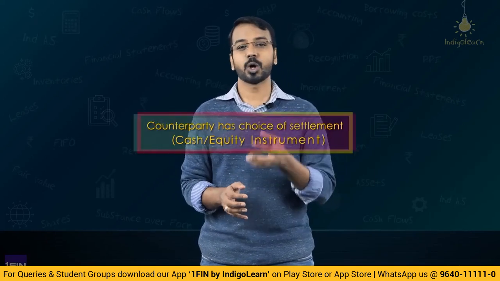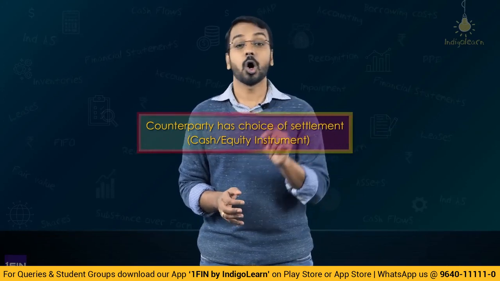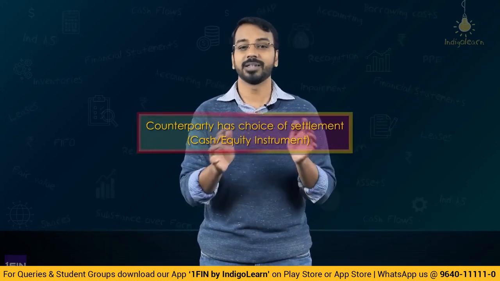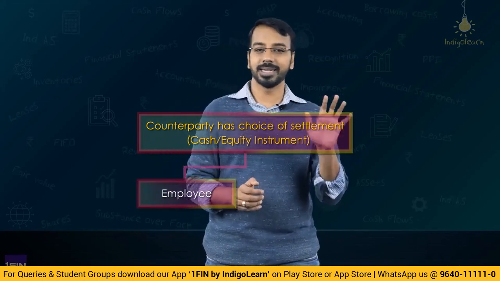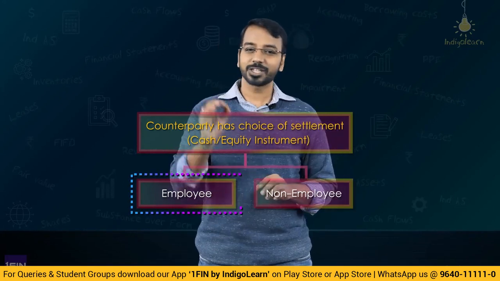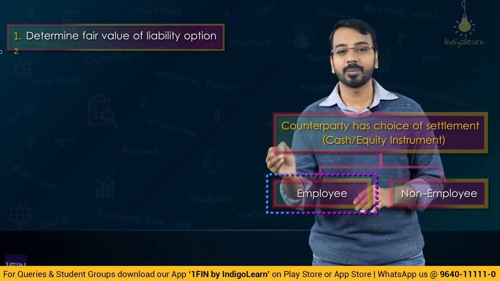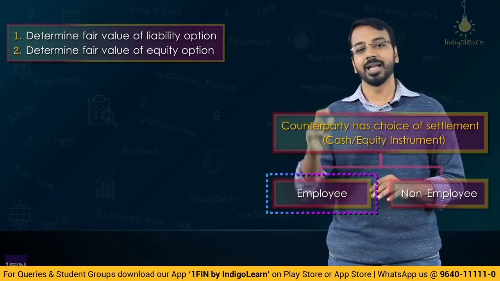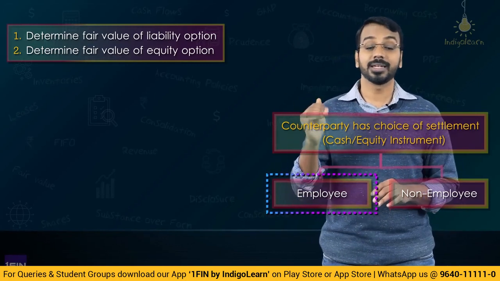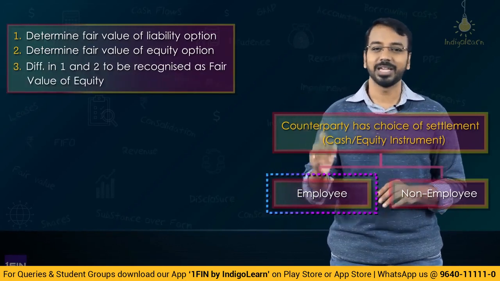Okay, so this is how you will account for a transaction where the other party has an option either to take equity or to take cash settlement. Now to summarize the entire story, when the other party has the option to choose if they want to take cash or they want an equity instrument, we will have to divide the discussion into two parts. One, if the other party is an employee. Two, the other party is any other third party. In case of employees, first you will determine the fair value of the liability component. Then you will determine the fair value of the equity alternative, and the difference between these two will be credited to equity or will be considered as the equity component.